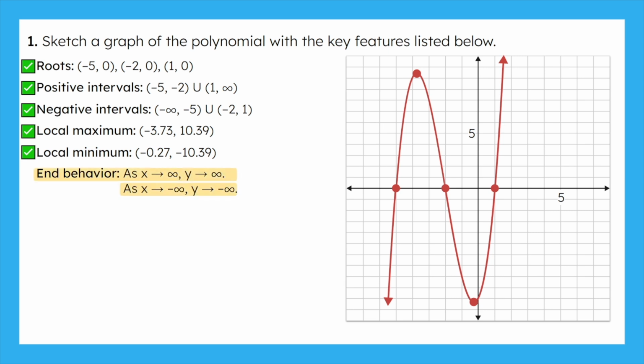You might be wondering why we didn't use the end behavior. Well, the positive and negative intervals we just graphed really showed us what the end behavior had to be. Now we can use the end behavior to confirm the graph we've sketched of this function, though. As x approaches infinity, y is approaching infinity. That looks good. And as x approaches -infinity, y is also approaching -infinity.